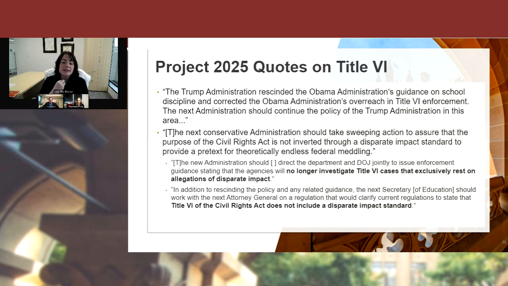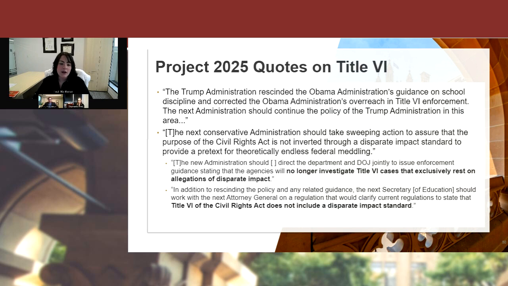So it was saying disciplinary decisions were found to have a discriminatory disparate impact in the Title VI context, and it was the Obama administration encouraging schools to look at that kind of discrimination. And so Project 2025 is saying the Trump administration rescinded that guidance and corrected the overreach that they interpreted the Obama administration's guidance to be, and they encouraged the Trump administration in this next administration to continue that policy.